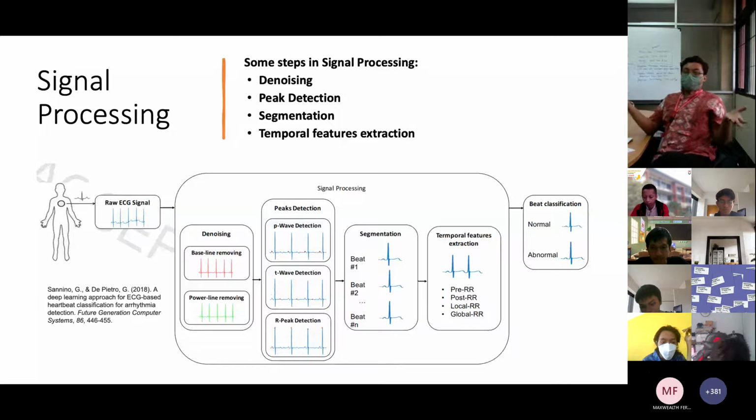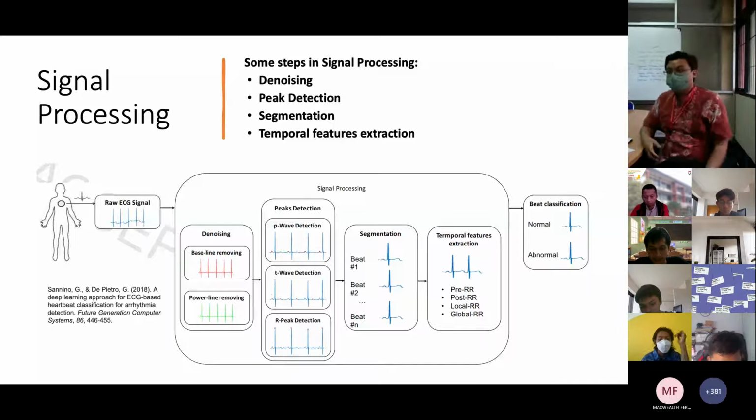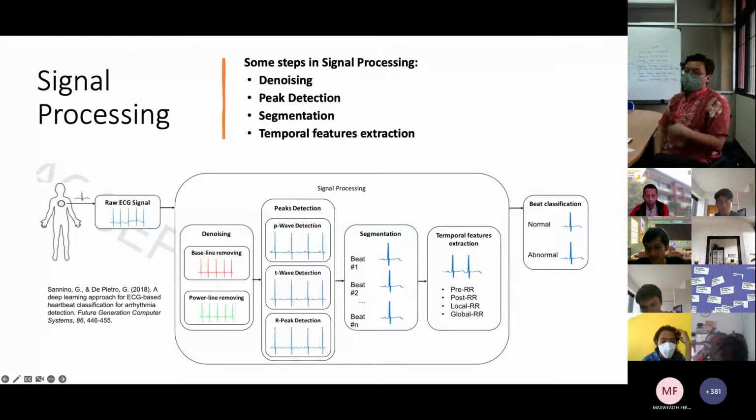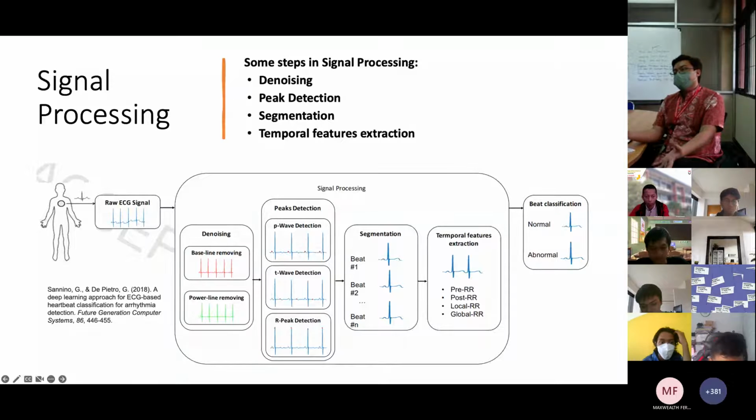So we already talked about the signal. We have the raw ECG signal and we need to process it. We need to find the characteristics of the signal, so we need to apply what we call signal processing. In signal processing, there are several steps. First we call it denoising.